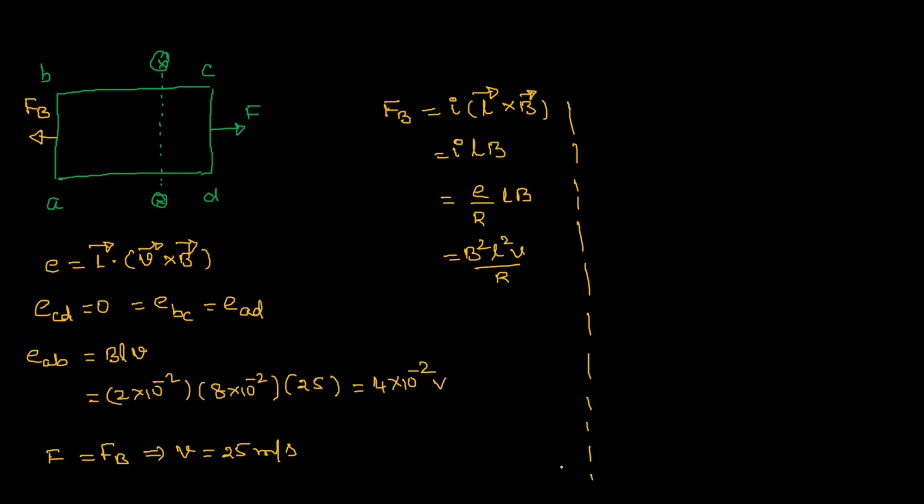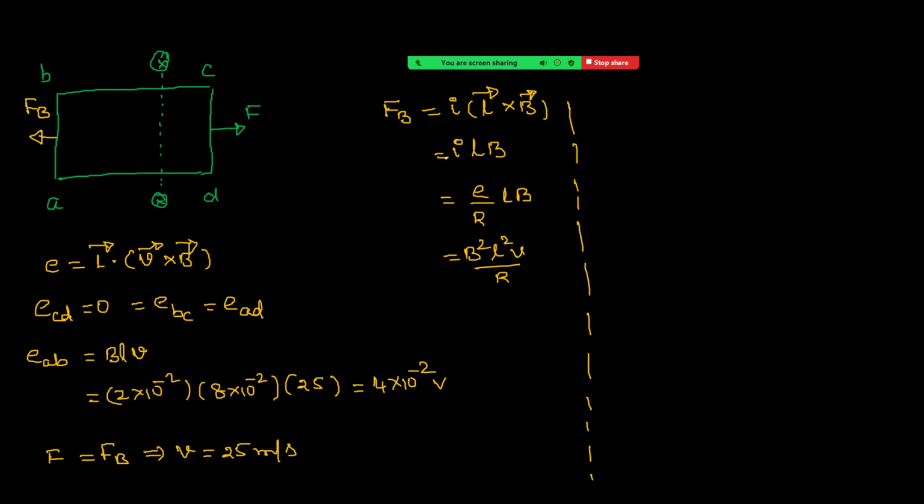So here, coming to the question, for the given constant speed, we got 25 meter per second. The EMF induced in the loop is 4 × 10⁻² volt. Now the next one: the potential difference between the points A and B. Now see what I can write.